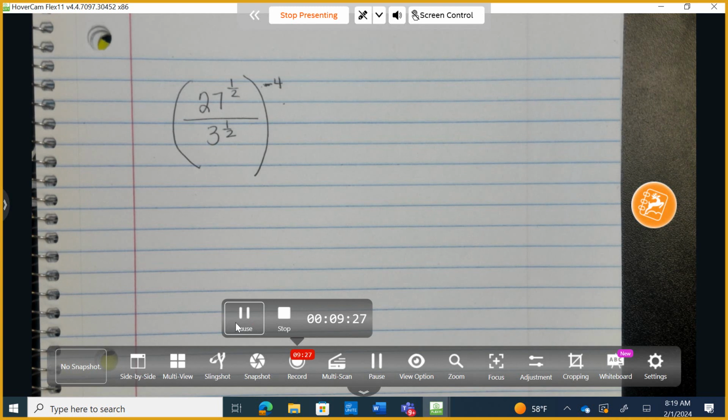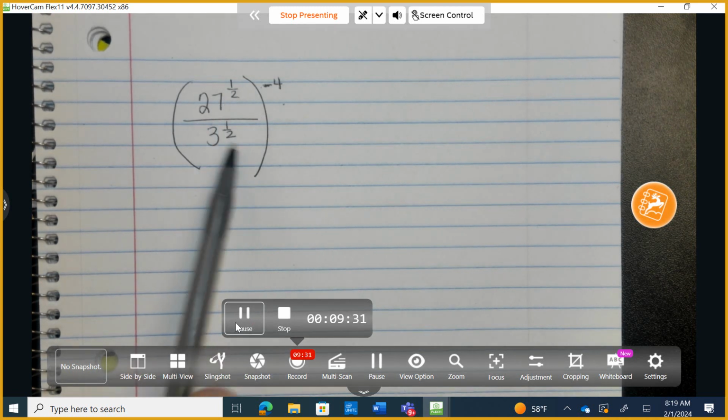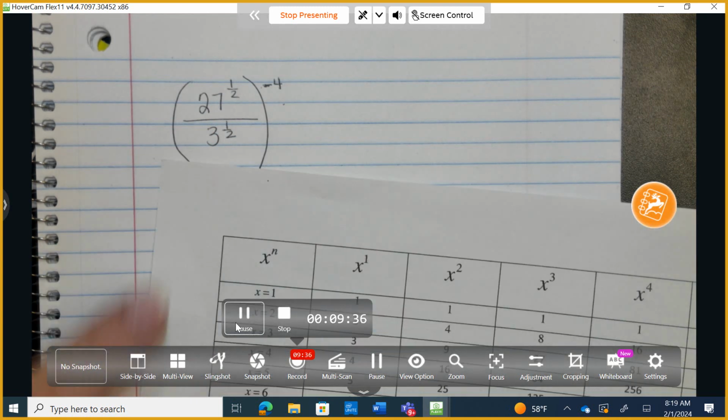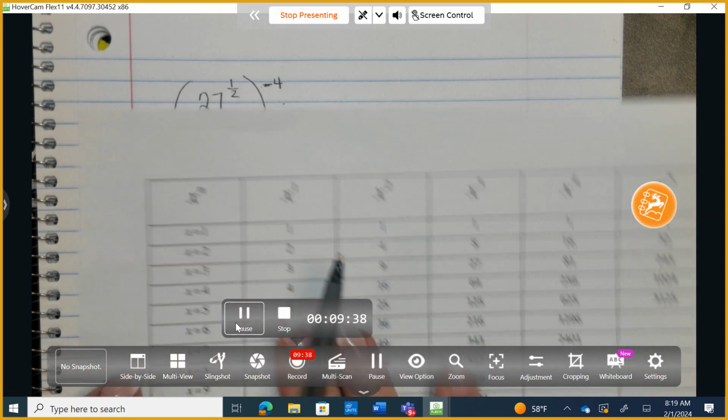How can we simplify this? I don't see a radical here, but I do have a rational exponent. That means a fraction in the exponent position. Let's go to column number 2 and locate 27 and 3.